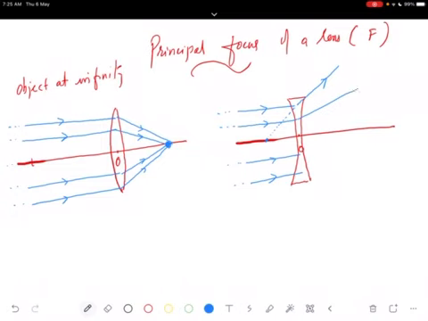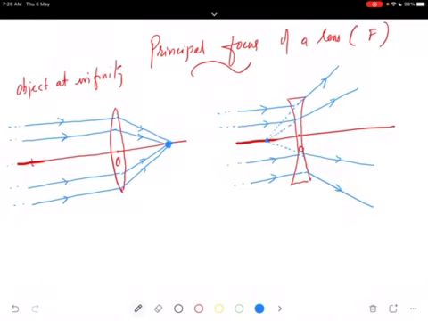So this ray also after refraction goes like this, and appears to come from this point. Similarly from here also, this ray after refraction goes like this, in this way, appearing to come from here. This ray after refraction diverges and goes like this, and extended back, appears to come from here. So this point we call the principal focus. We mark it with the capital F.